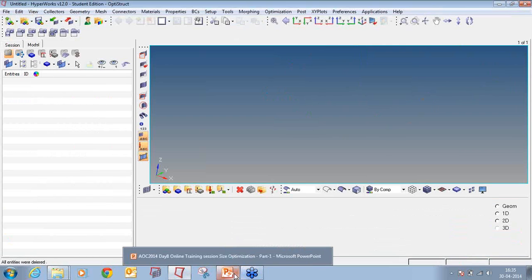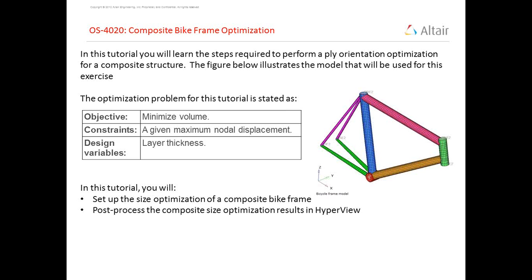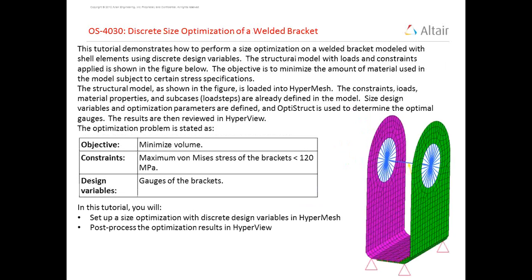So I'll click new and move to the next tutorial, in which I am going to discuss the discrete size optimization of a welded bracket. So this tutorial demonstrates how to perform a size optimization on a welded bracket modeled with shell elements using discrete design variables, that is the DDVAL card. So the structural model with loads and constraints applied is shown in the figure below. The objective is to minimize the amount of material used in the model subject to certain stress specifications.